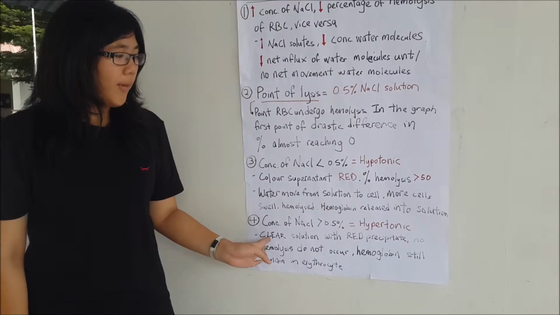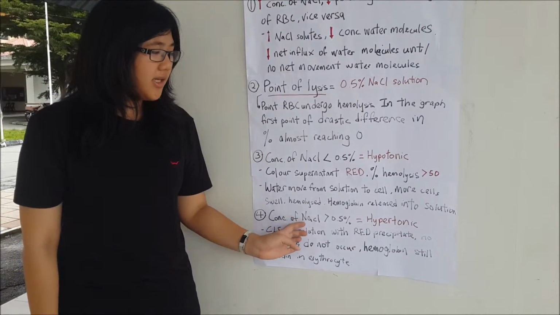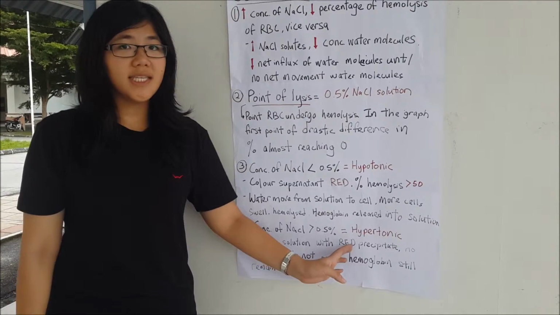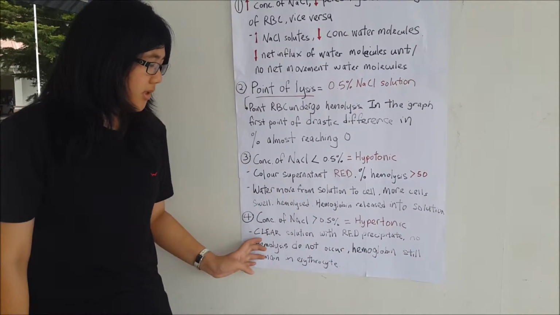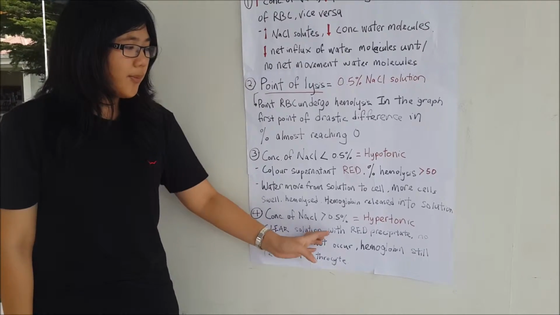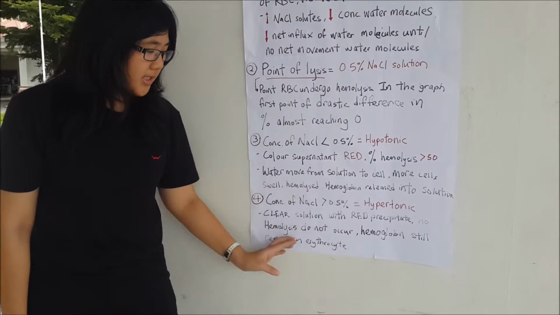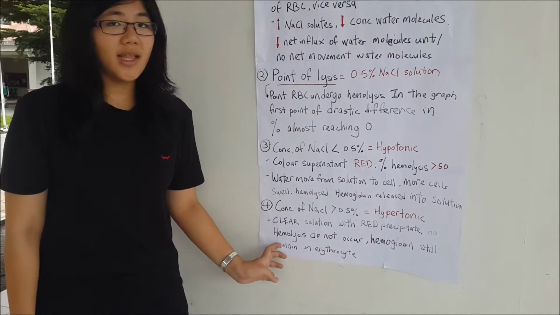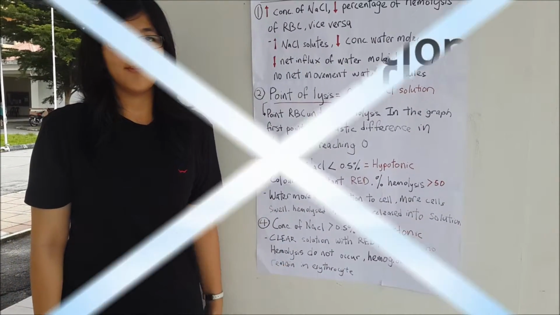On the other hand, when the concentration of NaCl is more than 0.5%, the solution is said to be hypertonic to the red blood cells. A clear solution with red precipitate is seen, as no hemolysis occurs and the hemoglobin still remains in the erythrocyte.